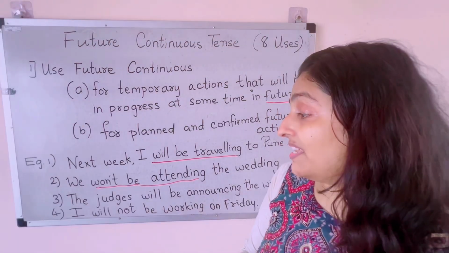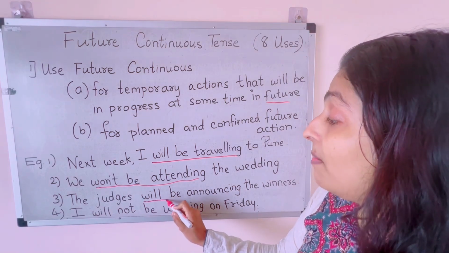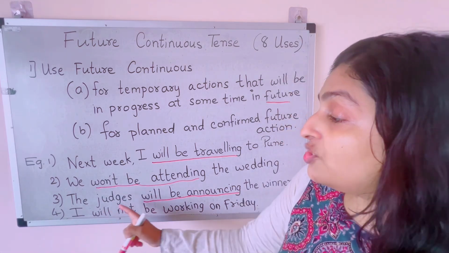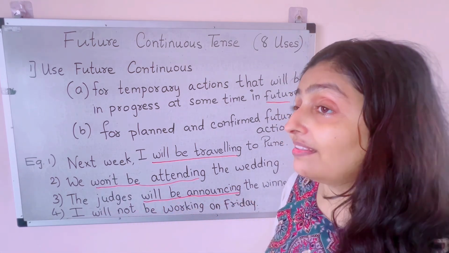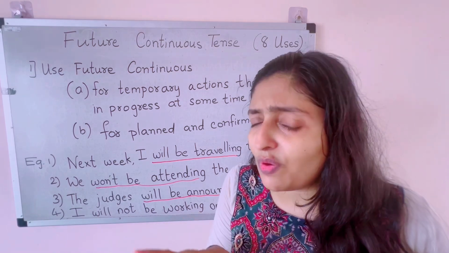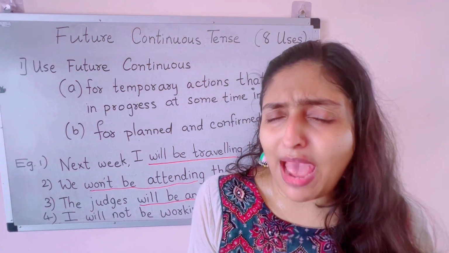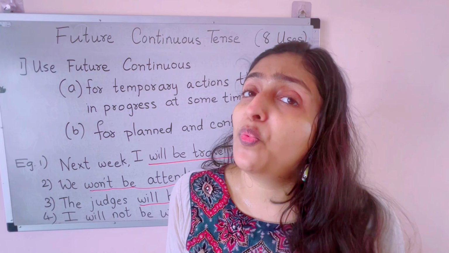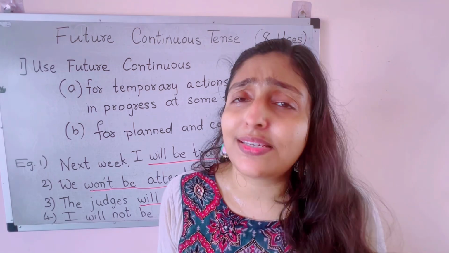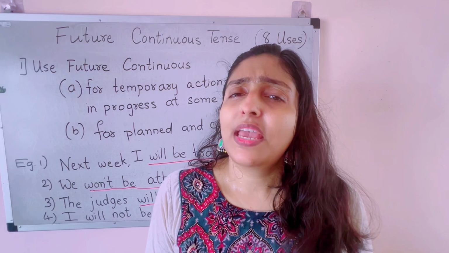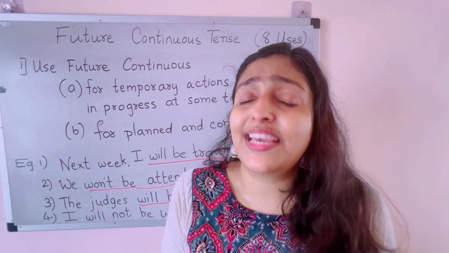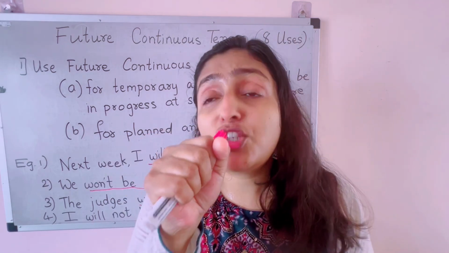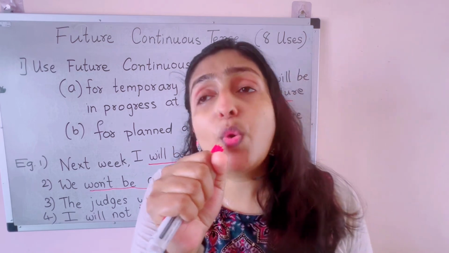Okay, the third example: the judges will be announcing the winners, the names of the winners. The judges will be announcing, that's in future continuous tense. Okay, so some may ask me the question, ma'am, why can't we say the judge will announce the names of the winners? I would say that is also right. It's not wrong. But listen, imagine that I'm standing on the stage on the podium and I'm making an announcement. Hello all, the judge will announce the name of the winners.